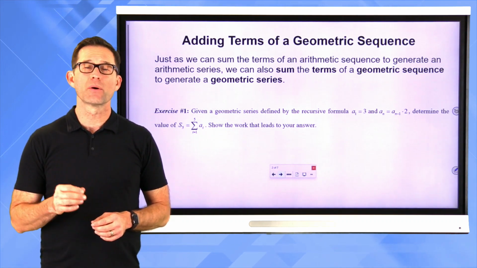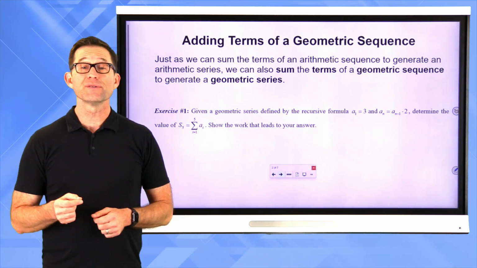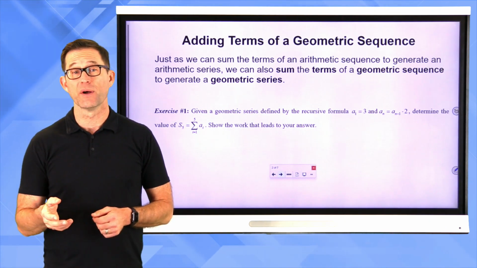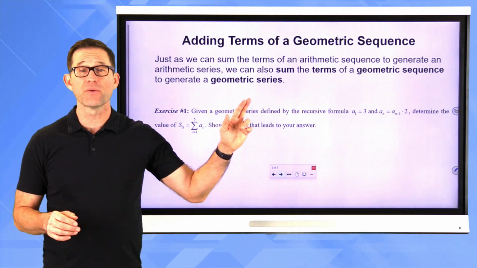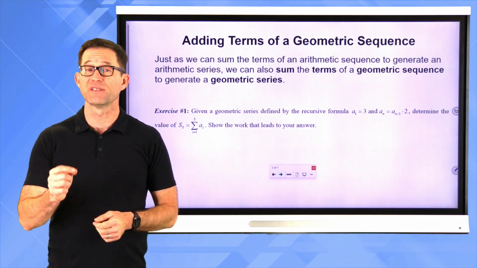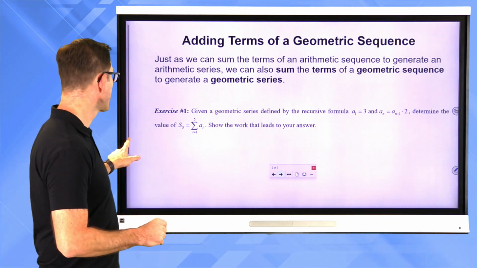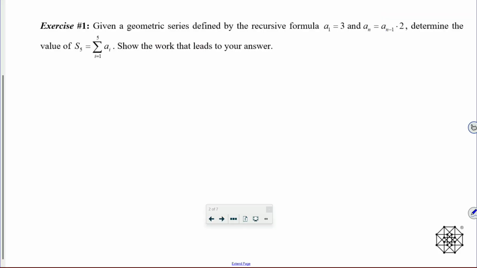Just as we can sum the terms of an arithmetic sequence to generate an arithmetic series, we can also sum the terms of a geometric sequence to generate a geometric series. So keep in mind, all a series is, is the sum of the terms or the elements of a sequence. So let's do that for a geometric series in exercise number one.